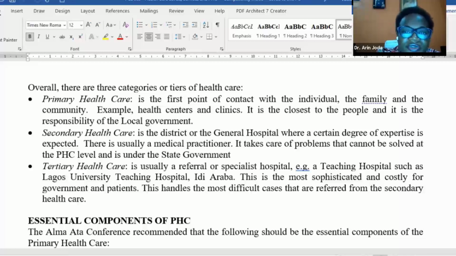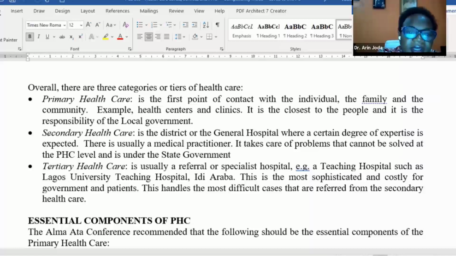So you have the district or general hospitals, and a certain degree of expertise is expected in the secondary healthcare facilities. The secondary healthcare facilities take care of problems that cannot be solved at the primary healthcare level, and, as I said, are under the management of the state government.